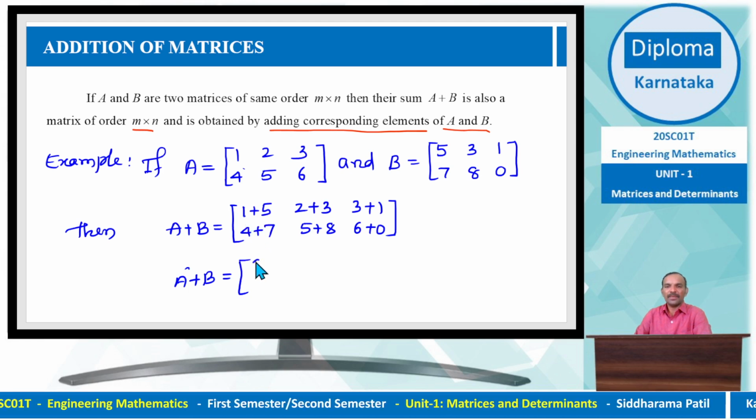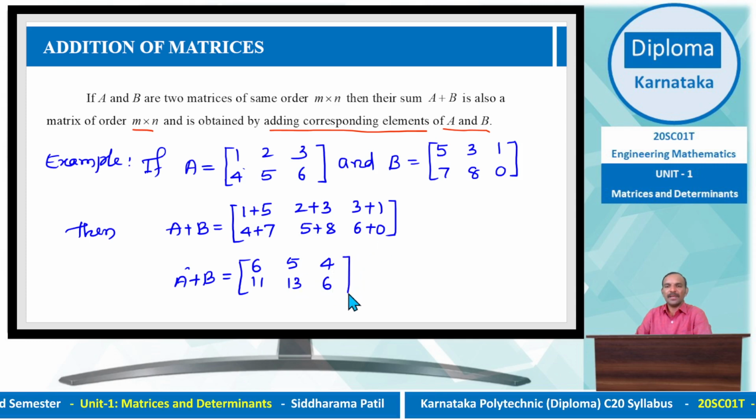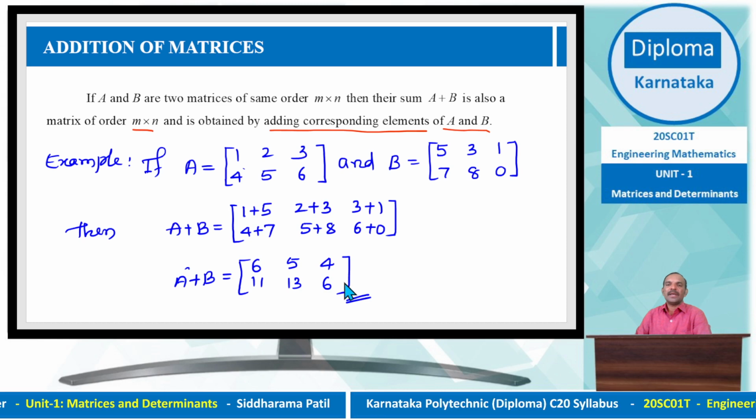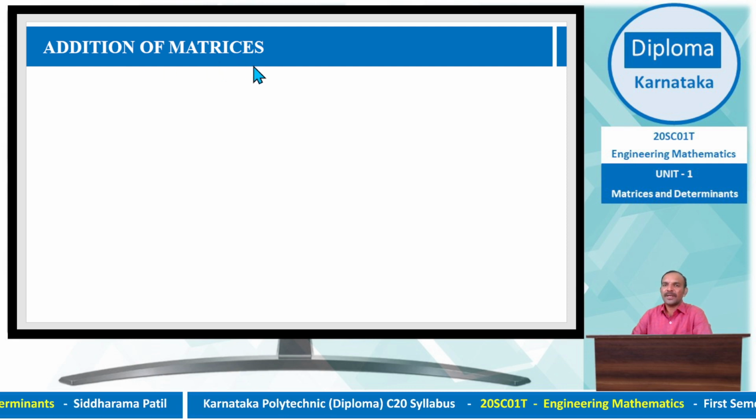1 plus 5, 6. 2 plus 3, 5. 3 plus 1, 4. 4 plus 7, 11. 5 plus 8, 13. 6 plus 0, 6. It is the addition. Addition means you have to add corresponding elements. There are some properties related to addition.